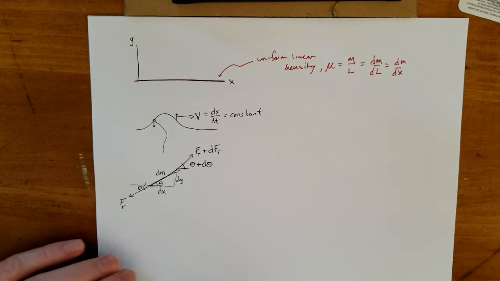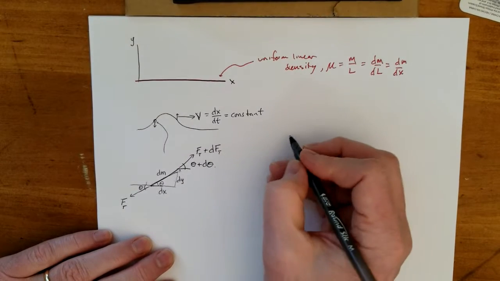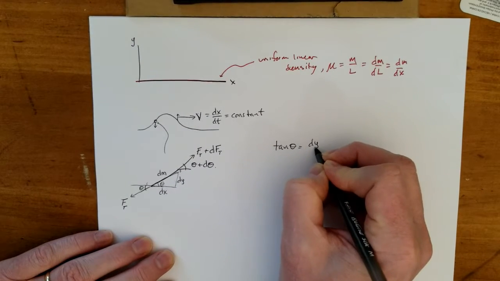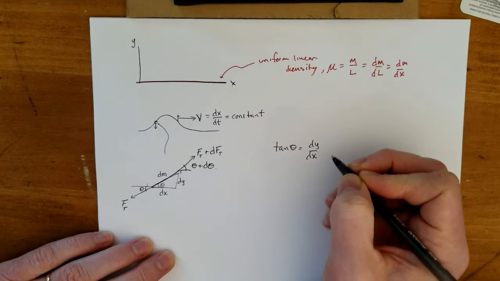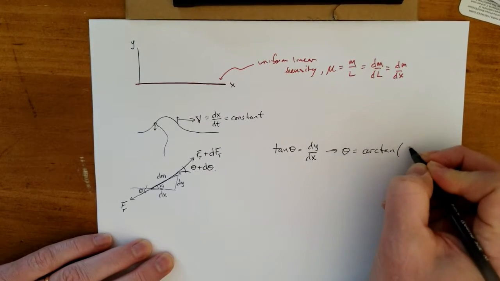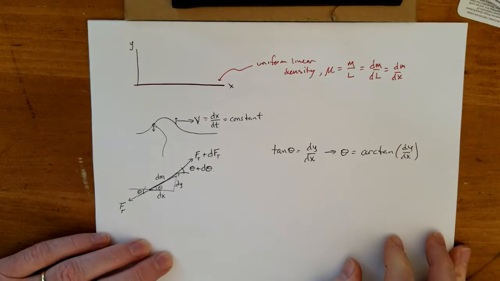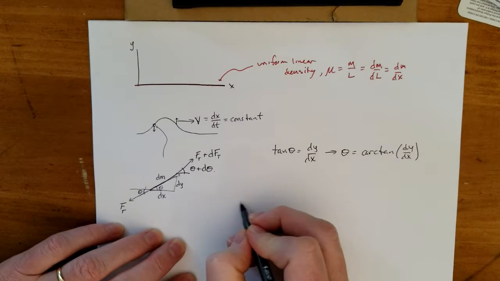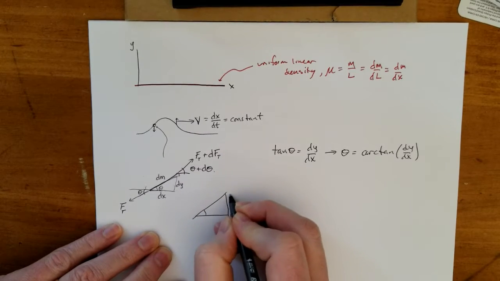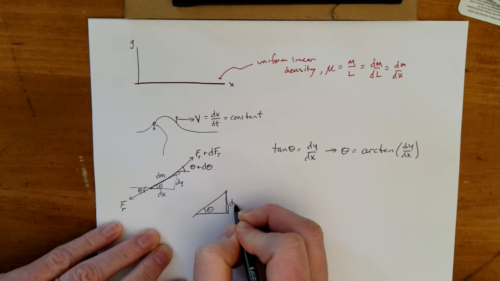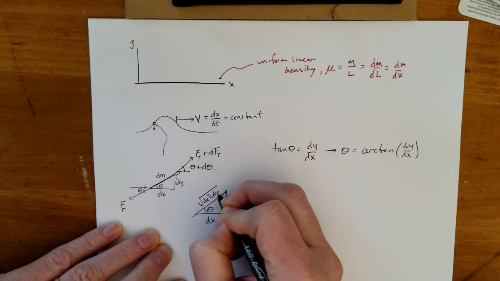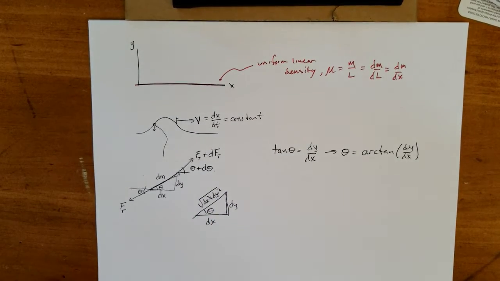So we've pulled a couple of pieces of information out of this. One important thing is that the tangent of this angle theta is equal to dy/dx. So theta is equal to the arctan of dy/dx. In essence, we have this triangle here. Let me expand that triangle to make it bigger: dy, dx, and the hypotenuse is the square root of dx squared plus dy squared. These are pieces of information that we will need later.